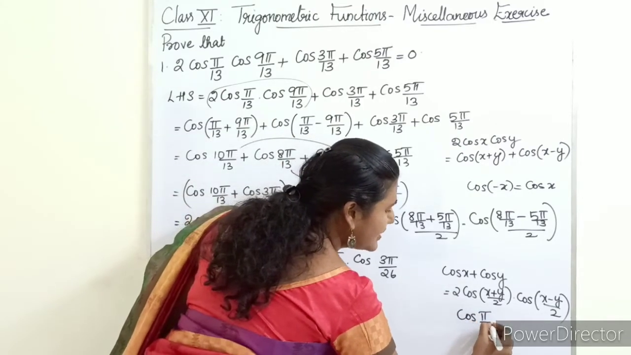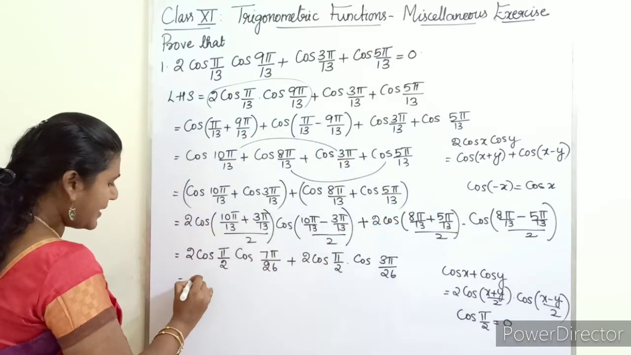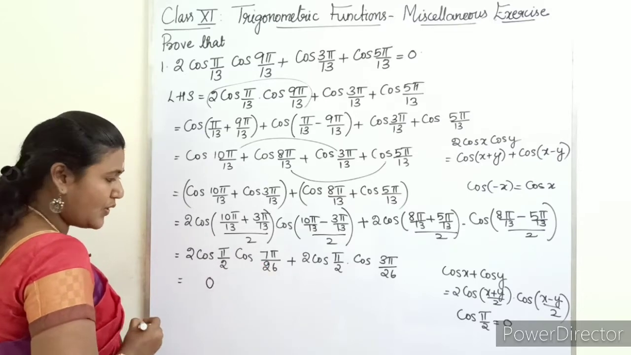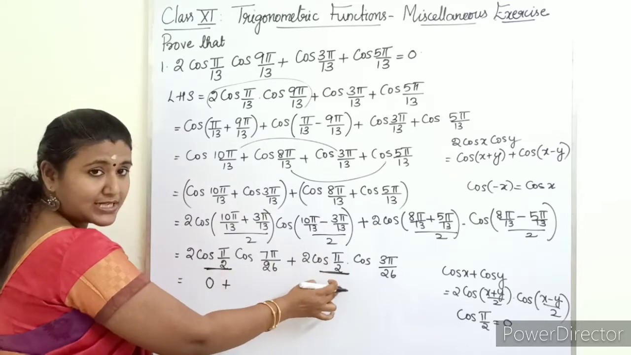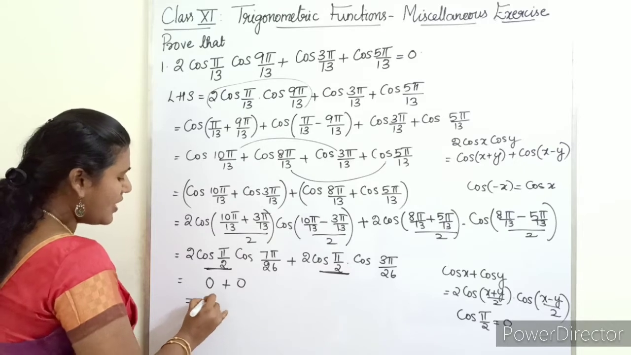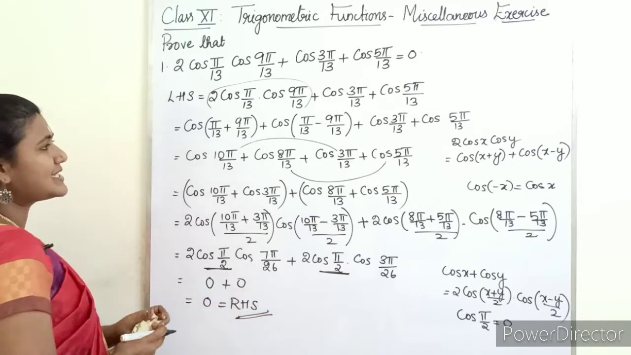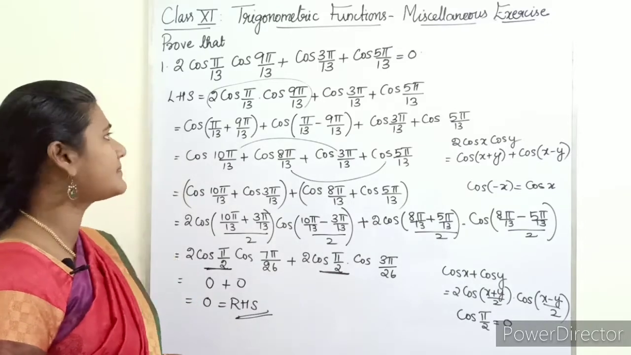Cos pi by 2 is equal to 0. So what will happen? This term is nothing but 2 into 0 into cos 7 pi by 26. So you will get 0. And similarly, this term also we have cos pi by 2 in both the terms. So if you substitute its value, we will get 0 plus 0, which is 0. So this is our RHS. So this is what we have to prove. This expression is equal to 0. Now we will see the next question.